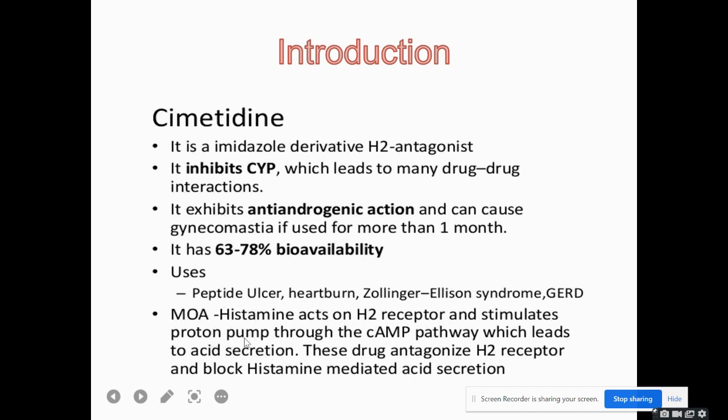it stimulates the proton pump. So the proton pump is stimulated, which is also called the H positive K positive ATPase pump. Through the stimulation of the proton pump, the pump opens, and the hydrogen ions go and react with the chloride and form HCl. Hence, the secretion of HCl increases inside the stomach. So, if we block the binding of histamine with the H2 receptor, we will stop this cycle, and thus the secretion of acid is decreased.